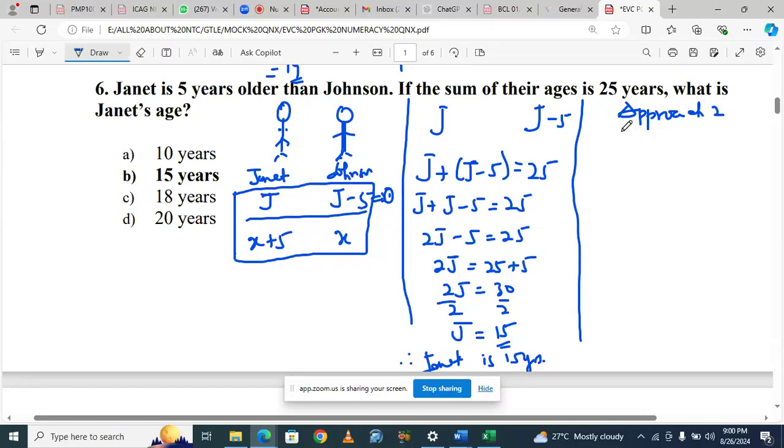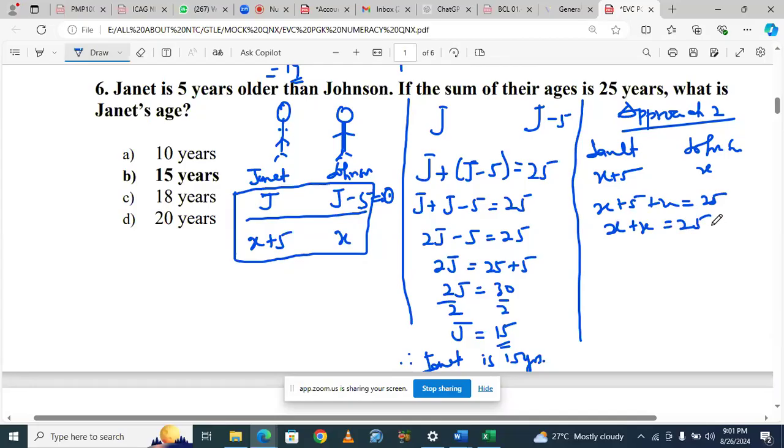Now approach 2. We say Johnson is X and Janet is X plus 5. So Janet is X plus 5, and Johnson is X, right? Now you're going to have X plus 5 plus X equals 25. Now we have X plus X equals 25 minus 5. So 2x equals 20. Divide by 2 over 2. X equals 10. X is age number one.